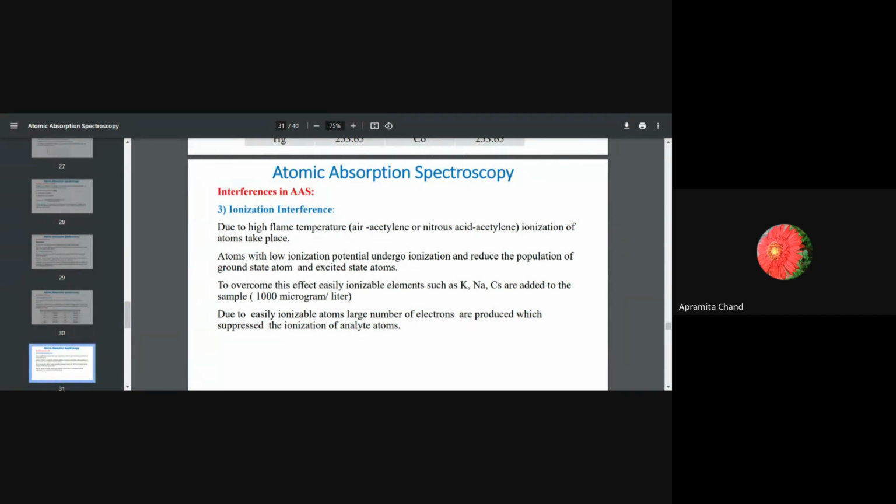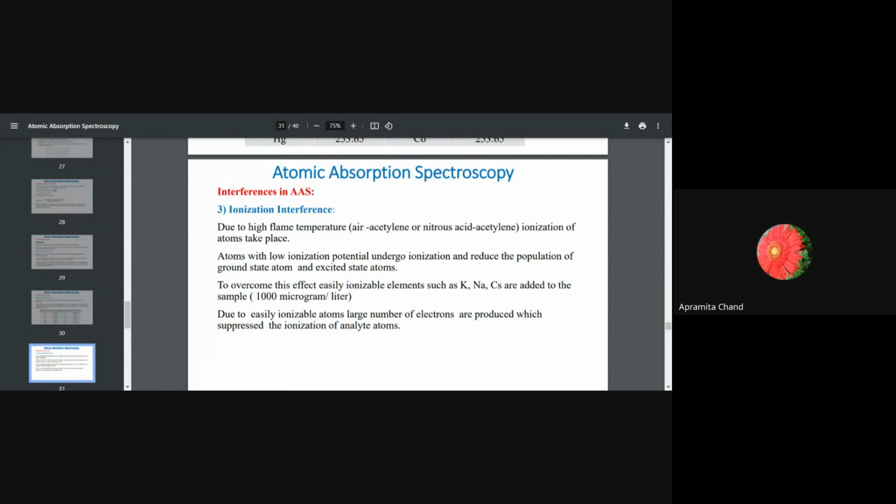So easily ionizable elements like potassium, sodium, cesium, if you are trying to overcome this effect, you can add them to the sample. Due to these kinds of easily ionizable elements, a large number of electrons will be produced, and they will suppress the ionization of analyte atoms. So this is much like your common ion effect which you have seen in salt analysis. Just think about that analogy.